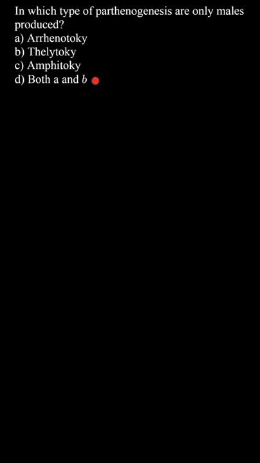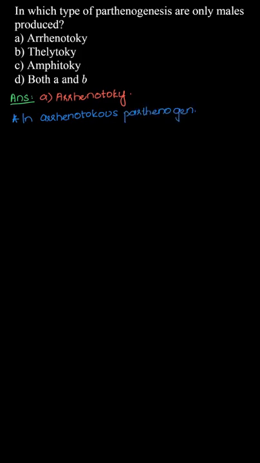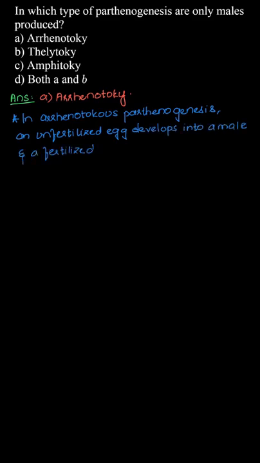Now you know these two are out of options, and I'm going to tell you which one is correct and why. So let's move on with our answer. Arrhenotoky is the answer. In Arrhenotokous parthenogenesis, an unfertilized egg develops into a male, while a fertilized egg develops into a female. Now, keep this in mind.